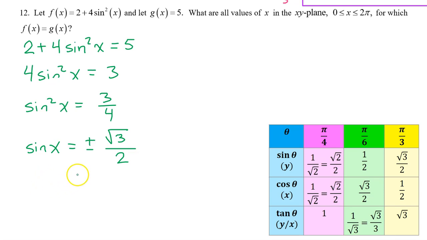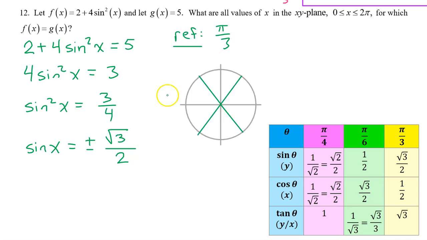It's time to find the reference angle by ignoring the plus or minus and asking the sine of what angle is radical 3 over 2. We have memorized that the sine of pi over 3 is radical 3 over 2, so pi over 3 is the reference angle. On the interval from 0 to 2 pi, here are the 4 angles with a reference angle of pi over 3. Since sine is allowed to be positive or negative, we will have solutions in all 4 quadrants. The angle in the first quadrant with a reference angle of pi over 3 is pi over 3 itself.